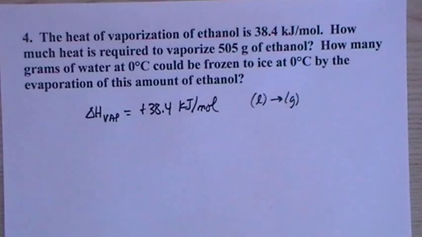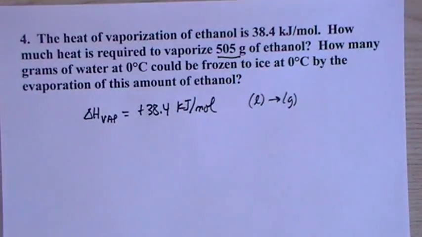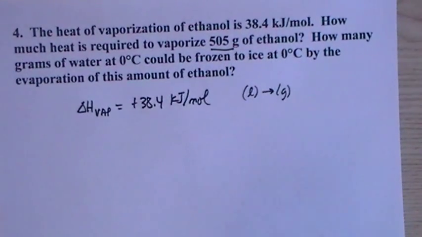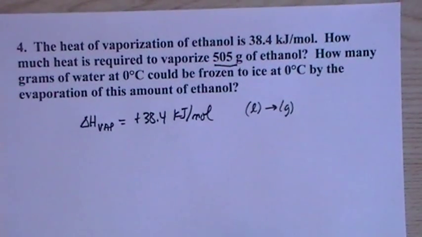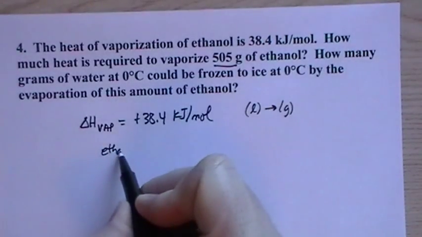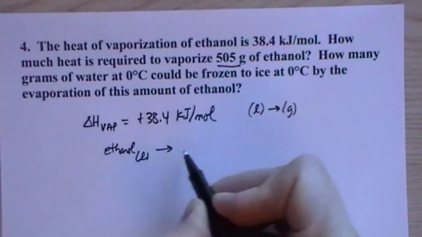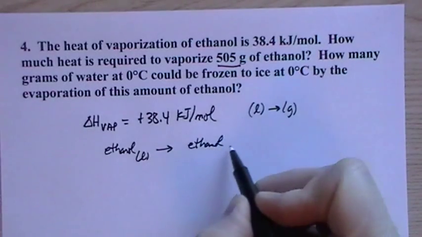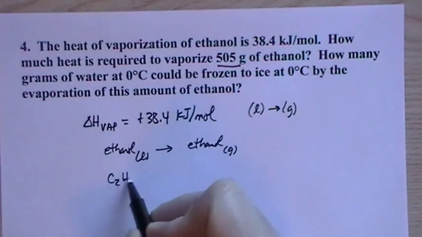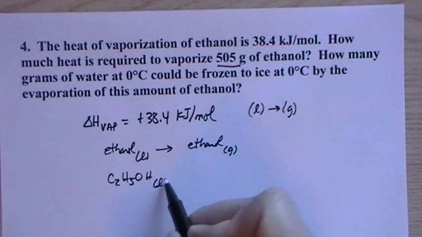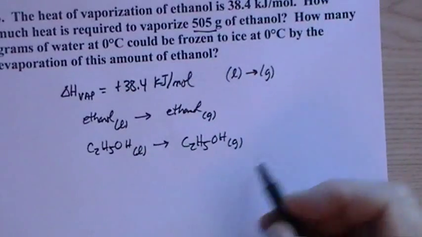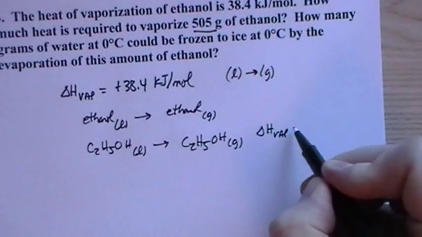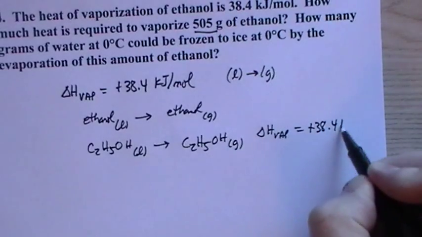Now, we don't often work with 1 mole of ethanol. We work with whatever we have, and they tell us here it's grams, 505 grams. So convert that to moles, multiply by this term, and that tells us how much heat had to go into vaporizing the ethanol. So we want to take ethanol liquid and change it into ethanol gas. And ethanol is C2H5O. So I'm not sure why I'm not using the formula. That's what we want here. So the heat of vaporization for this is plus 38.4 kilojoules per mole.